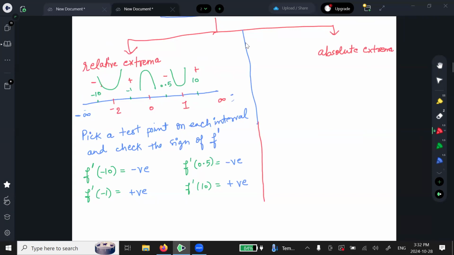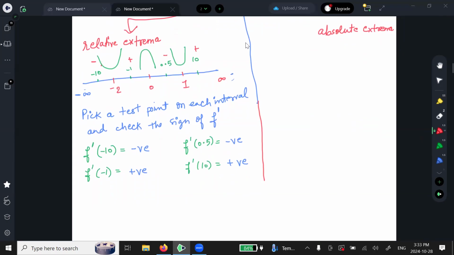Relative is a lot of work. You have to draw the number line. You have to do all these steps. They're not difficult, but it's just a lot of work, right? Just plugging into your calculator is a lot of work. So memorize these steps. Okay, I'll post these notes.